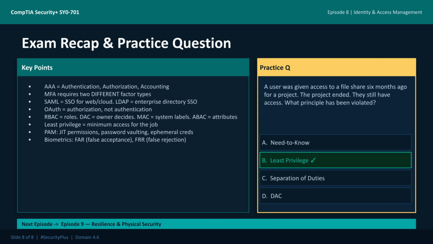Let's quickly recap Episode 8. We covered the AAA framework, MFA requiring two different factors, and SSO technologies like SAML and LDAP. Remember the access models, least privilege, and PAM.